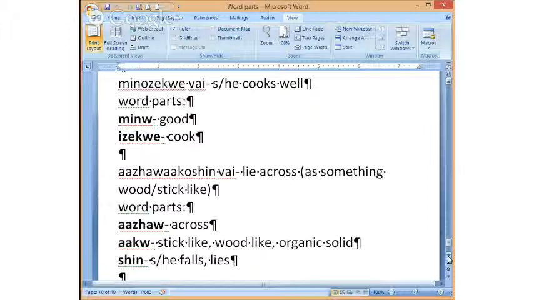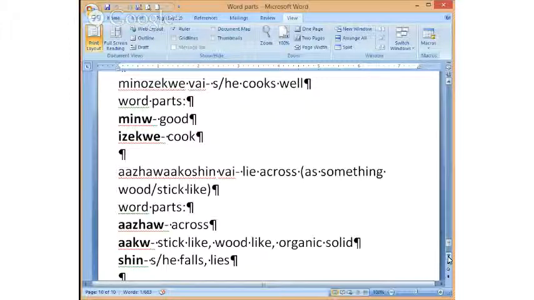Minosekwe? He or she cooks well. Word parts? Min, good. Izekwe, cook. Minosekwe. We see this pretty often with the W: the word part has a W in it, but as soon as you use it, it gets dropped.